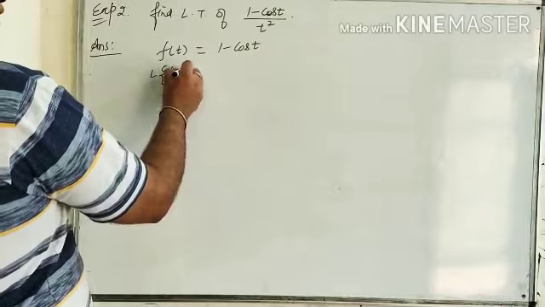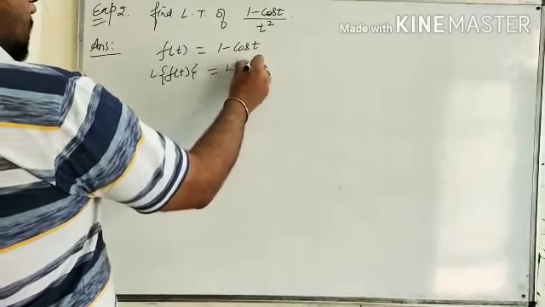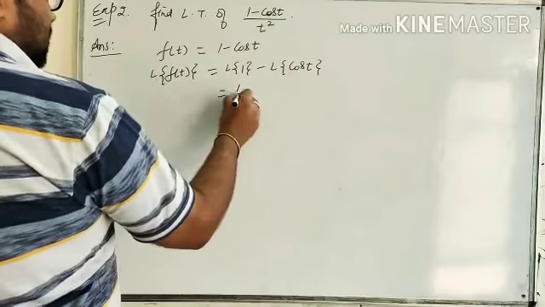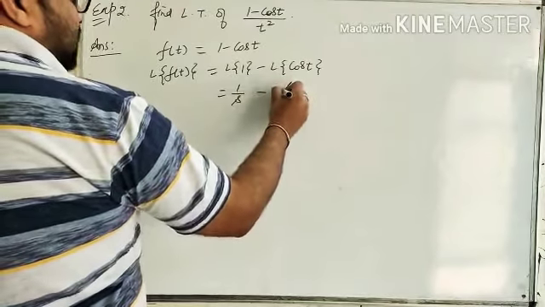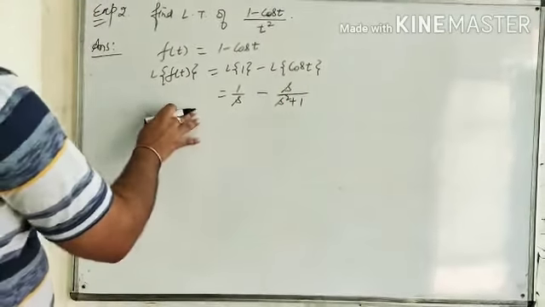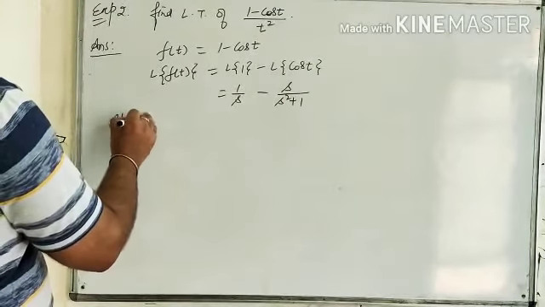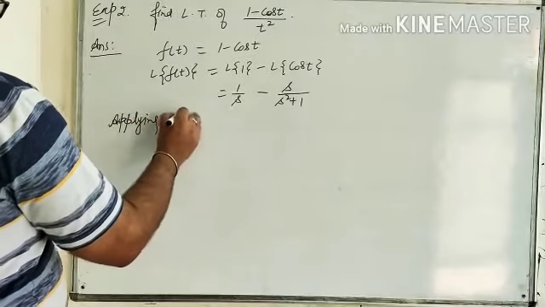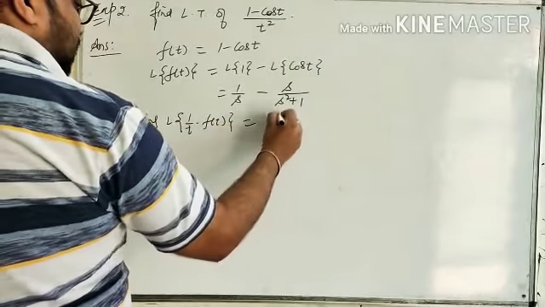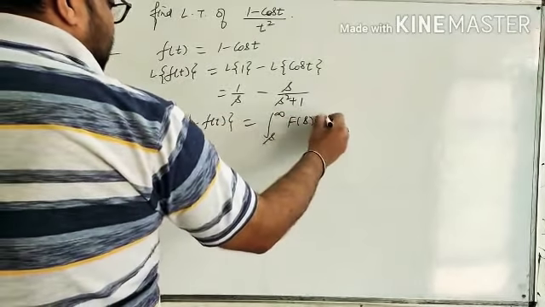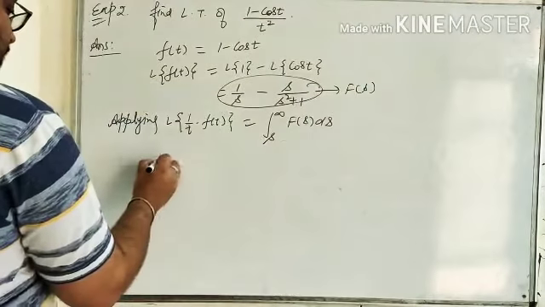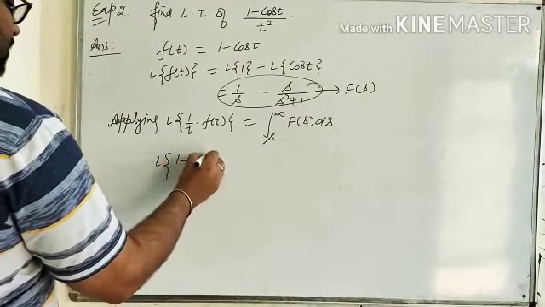So, Laplace of this f(t) is equal to Laplace of 1 minus Laplace of cos t. The Laplace of 1 is 1 upon s, and Laplace of cos t is s upon s square plus 1. Now applying the formula Laplace of 1 upon t into f(t) is equal to the integral from s to infinity of F(s) ds. So this particular term will work as F(s).